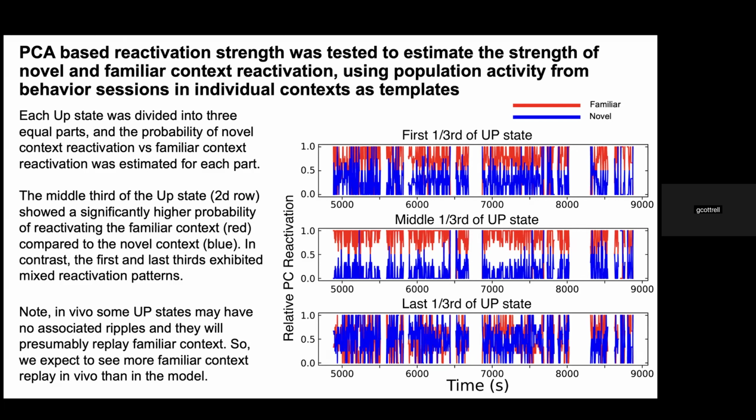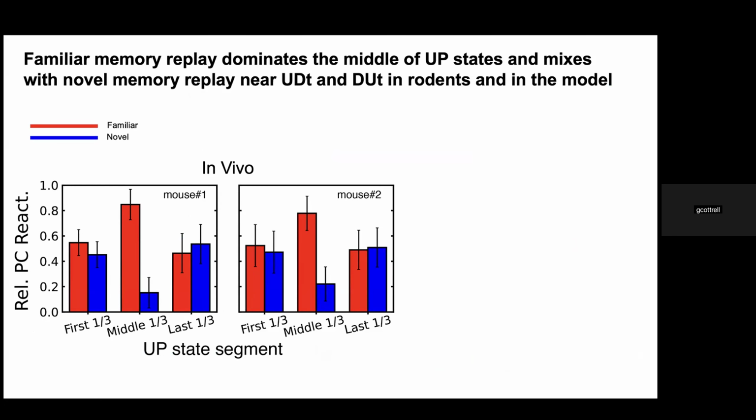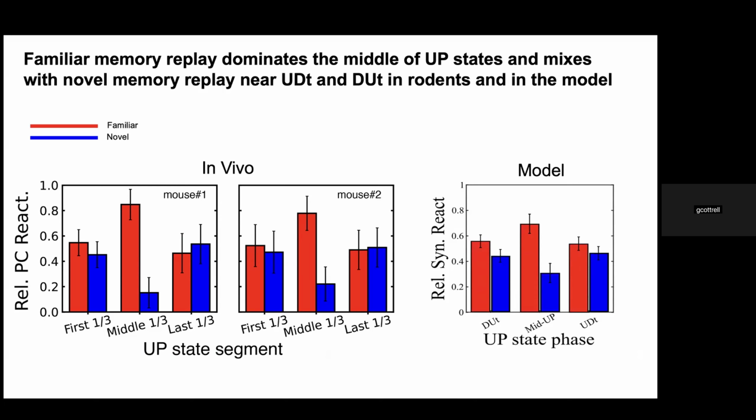And I should say that because in some cases upstate can happen without ripples in vivo, experimental data will be more biased to reactivation of the familiar one versus the model, where we can exactly control what we do. So this is data from two mice. We see again the middle phase reactivates the red familiar memory, and the beginning and end of upstate reactivate a mix of old and new memories. And this is the modern data processed slightly differently; this is what the model predicts. Pretty much identical pictures.